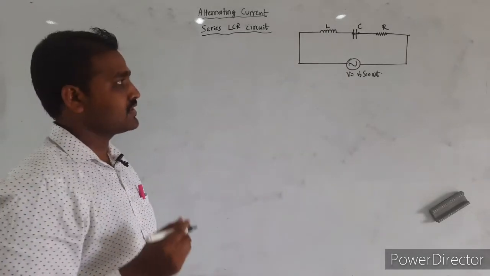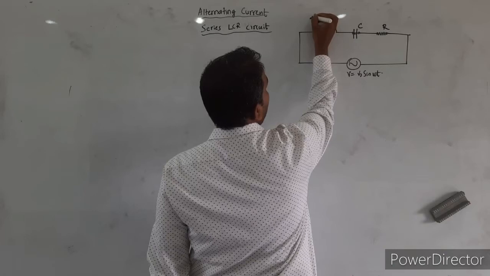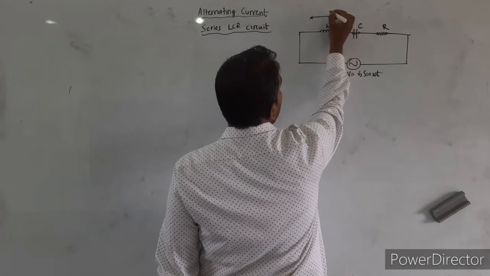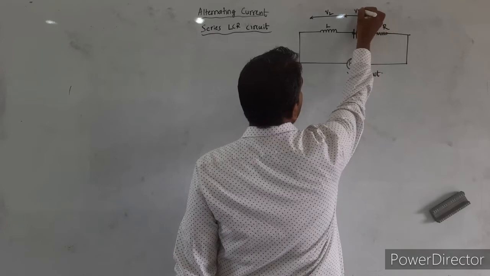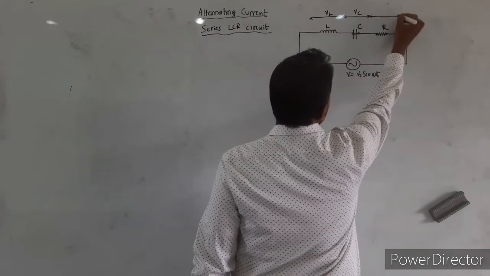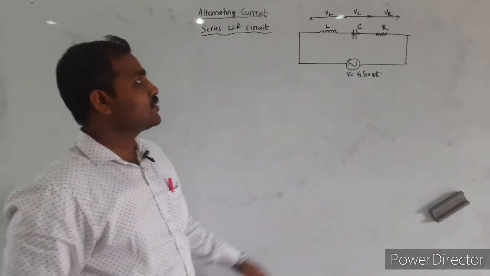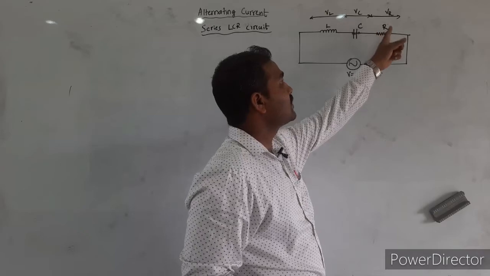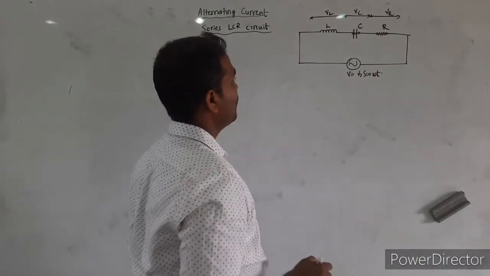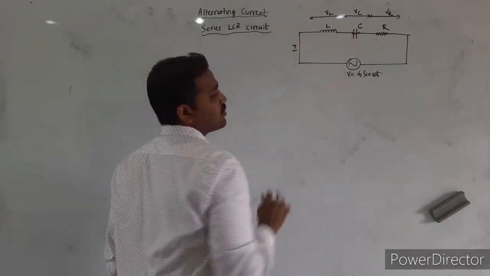Let the potential drop across the inductor be VL, the potential drop across the capacitor be VC, and that across the resistor be VR. The net voltage is the vector sum of VC, VL as well as VR. And the current flowing through all these components will be the same.